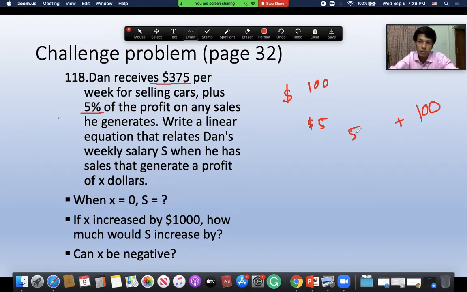So if you can sell, let's say, 10 chairs, what will be the amount? 5 times 10 plus the $100 you get automatically. That means this is $50, this is $100. In total, in that week, you will get $150.